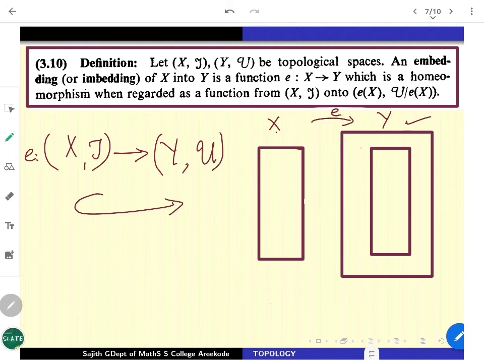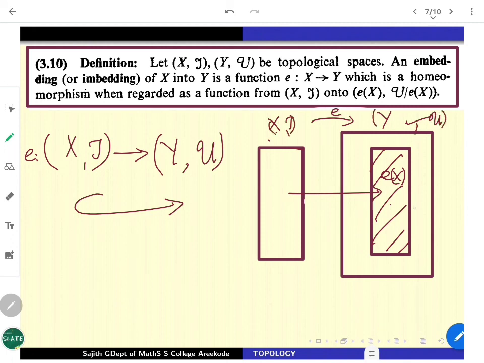Now a copy of X is there, that is E of X in Y. So this E of X part, if you are looking at, that makes onto-ness. Then the function E considered from X to E of X is going to be an onto function. Moreover, U is the topology on X, Y is given here.